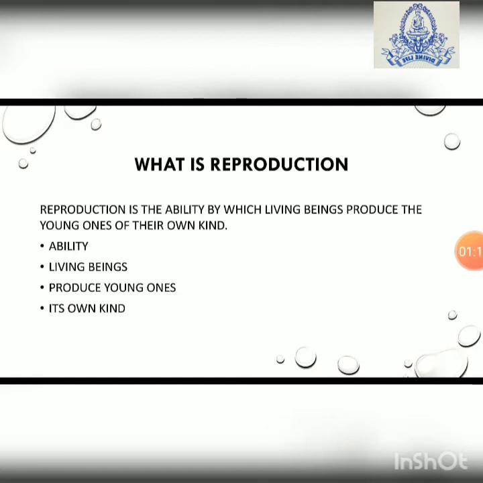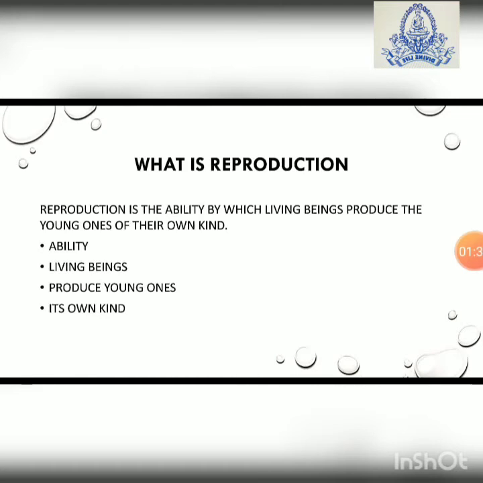Second thing, reproduction system is carried out by the living beings. That means non-living things cannot carry out the reproduction system. The reproduction system must be done by the living beings. For example, chairs, tables, can they reproduce? No, they cannot reproduce. But dogs, cats, tigers, they can reproduce because they are living beings.